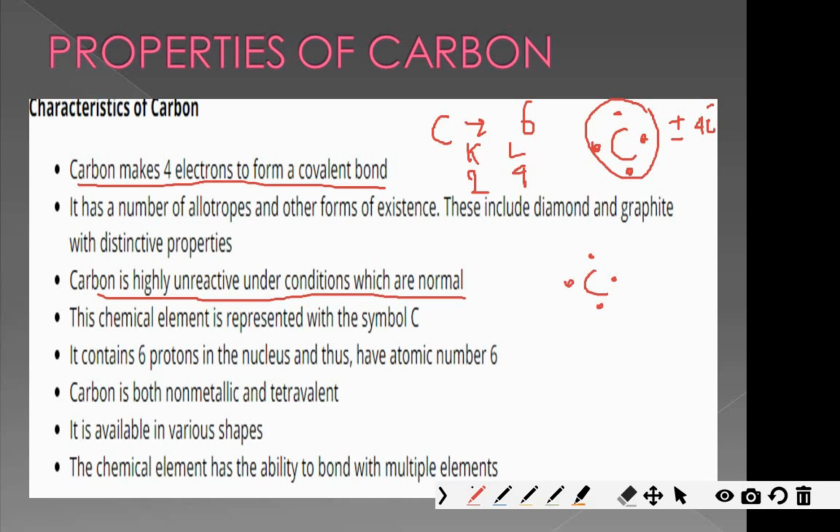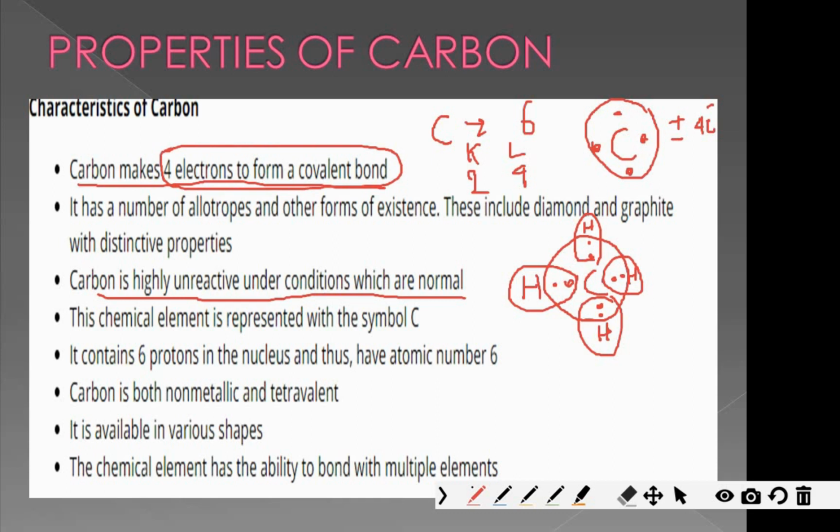For example, if we take hydrogen with carbon, hydrogen has 1 electron in its outermost shell. So that electron will participate in bond formation. Now hydrogen will share 1 electron with carbon like this, and carbon will share 4 electrons from 4 hydrogen and attain 8 electrons and become stable, and hydrogen also attains 2 electrons and becomes stable. That's why it makes 4 electrons to form a covalent bond.